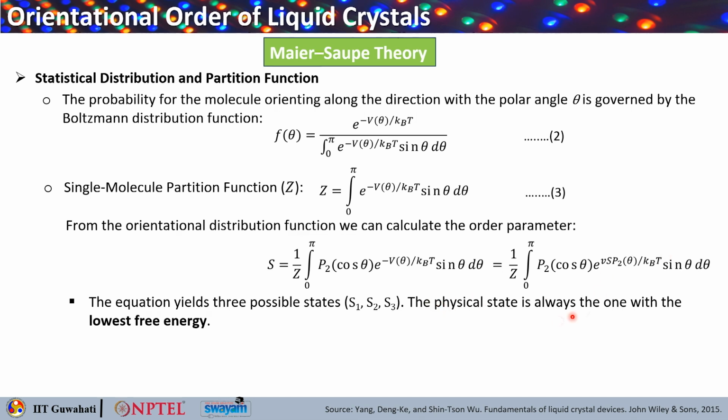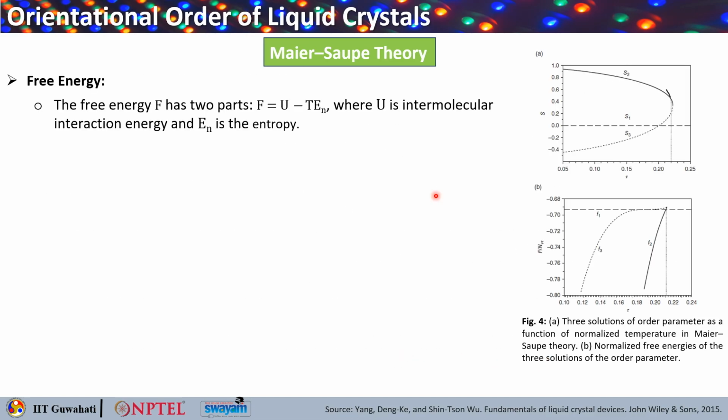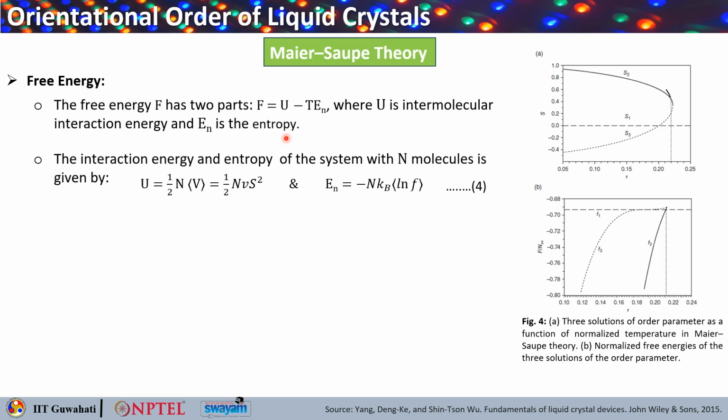This particular equation yields three possible states S1, S2 and S3, and the physical state is always the one that has the lowest energy. This also gives the normalized temperature tau, small tau, which is kBT divided by nu. That can help simplify the calculations. It also tells you about the free energy F, which has two parts, F equals U minus T times the entropy.